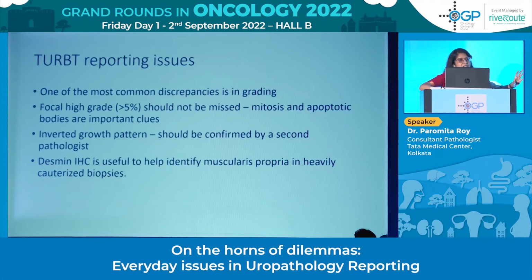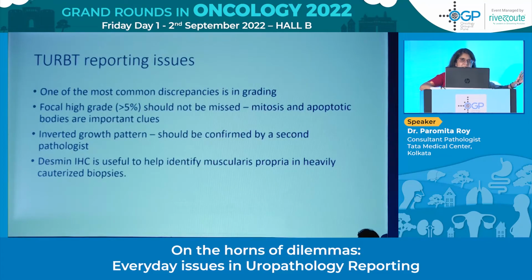So focal high grade, MSKCC actually follows even a 1% high grade area. Their threshold for calling high grade urothelial carcinoma is very low. We use the WHO guidelines, which is more than 5% area has to be there to call high grade. And the second area of discrepancy is muscularis propria invasion and the inverted growth pattern.